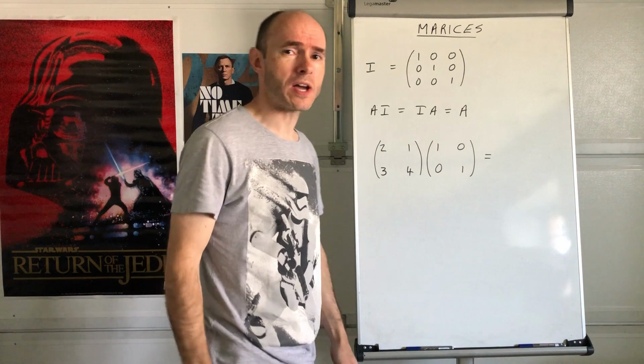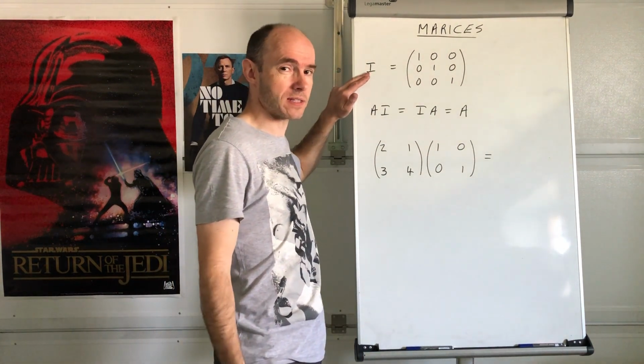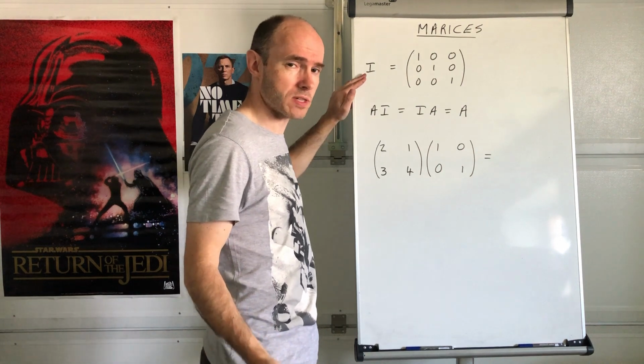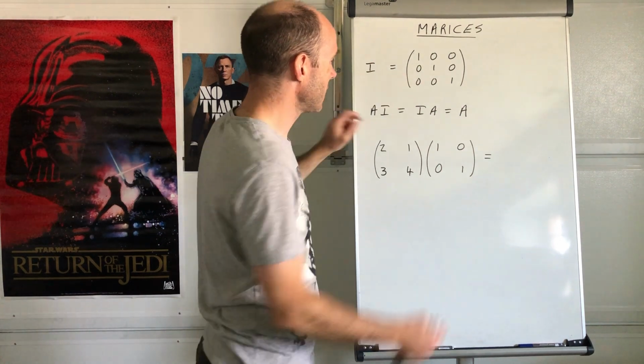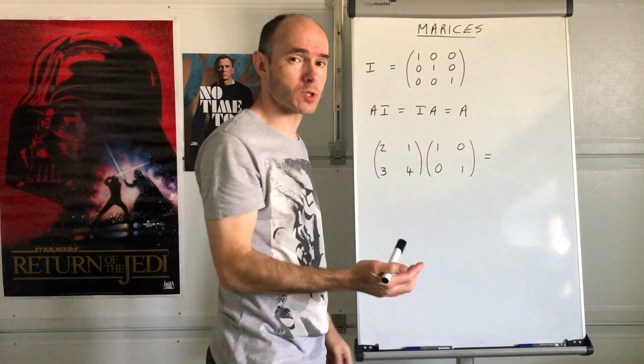Alright, let me introduce to you the identity matrix. We use the letter I, obviously, to represent an identity matrix. An identity matrix is a matrix that looks like this. Now, this here is what's called a leading diagonal. They only exist for square matrices.